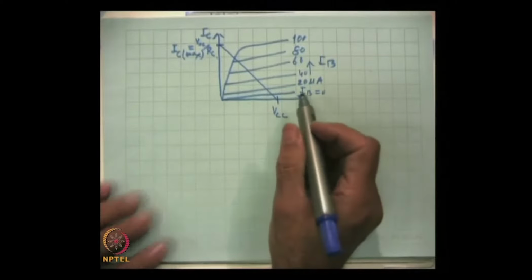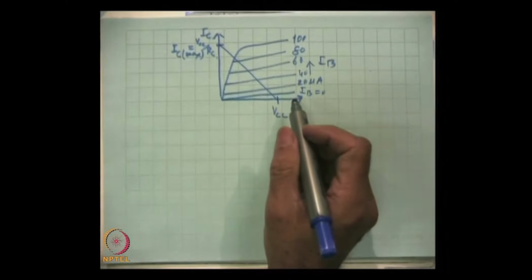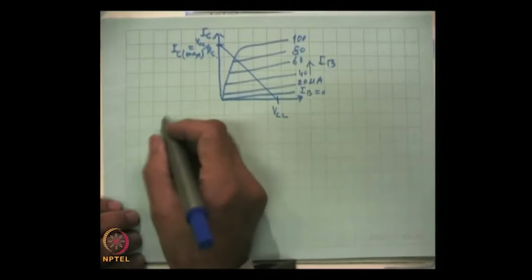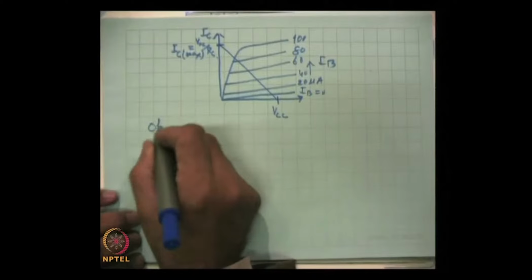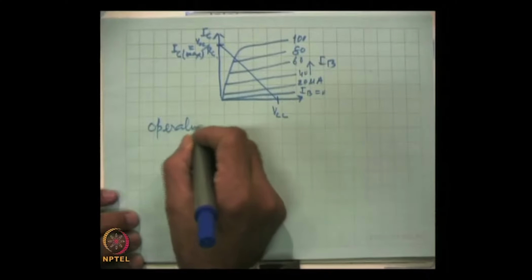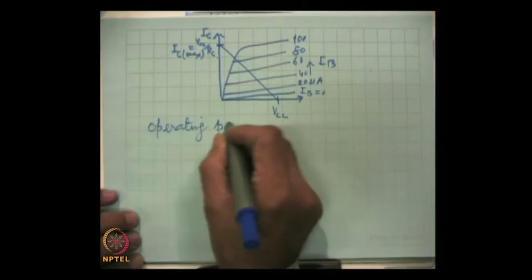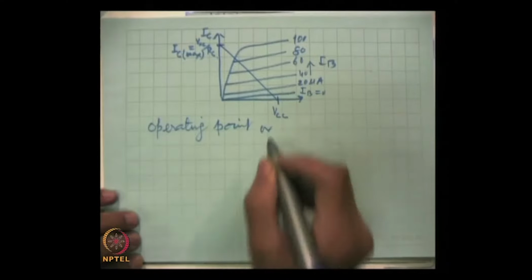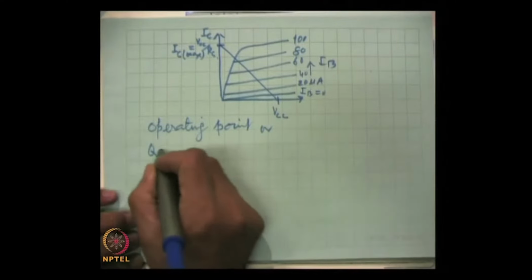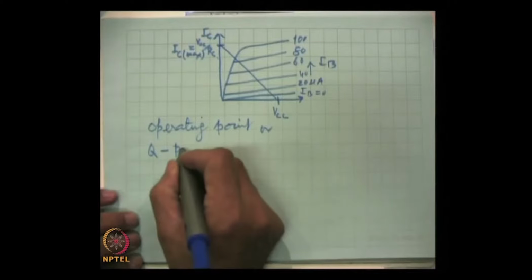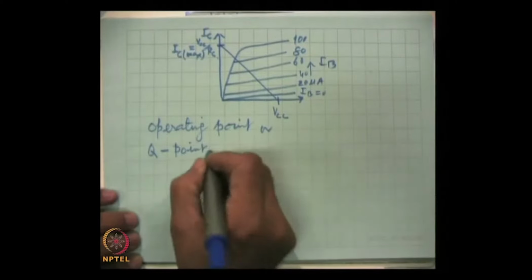Now, we choose an operating point, and that operating point is also known as Q point, quiescent point.